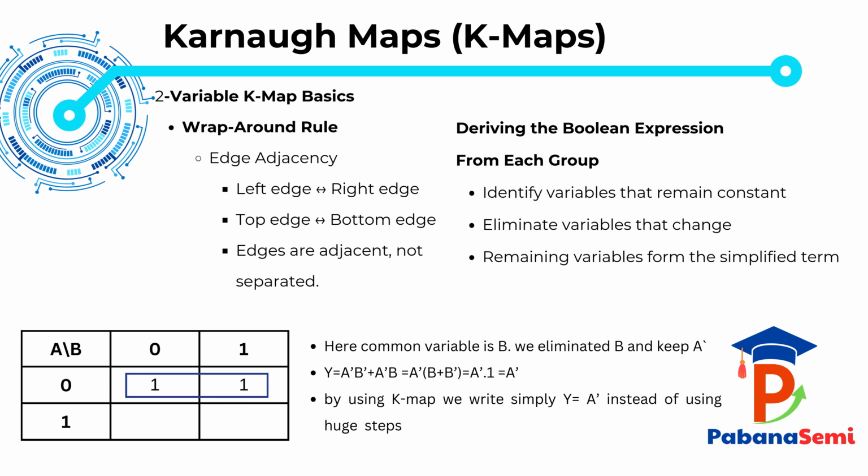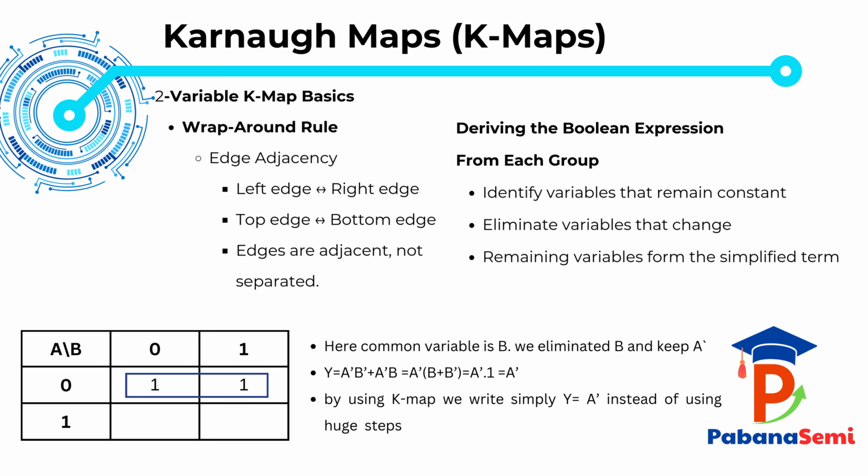Understanding the example. Now, look at the K-map shown below. You can see two adjacent ones placed in the top row, even though they are at the left and right edges. Because of the wraparound rule, these two cells are adjacent and can be grouped together. Now, let us derive the Boolean expression from this group.